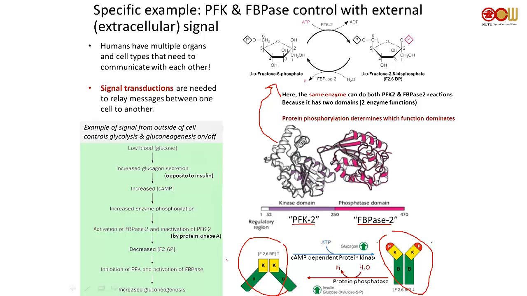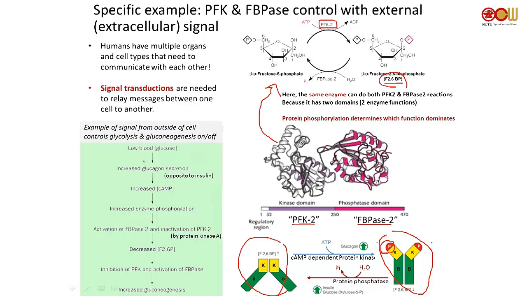State 1 and state 2 interconvert based on whether or not you have a phosphate on the kinase domain. Basically, whether or not this enzyme synthesizes F26BP is determined by whether your enzyme is phosphorylated or not. If you want to produce F26BP, then you want the active kinase. Let's see how this will work.